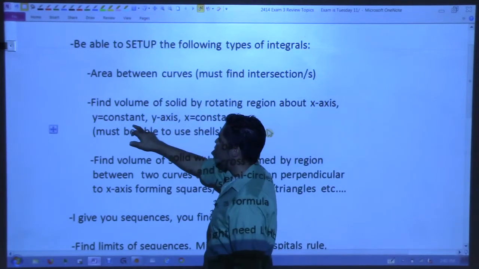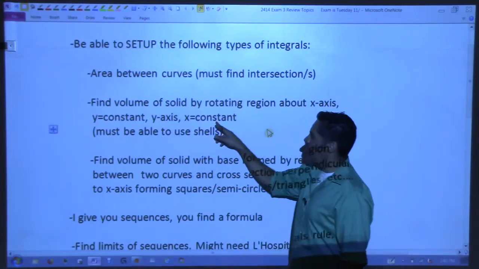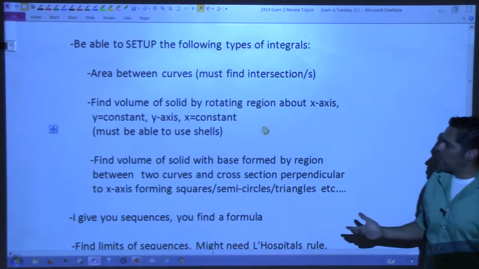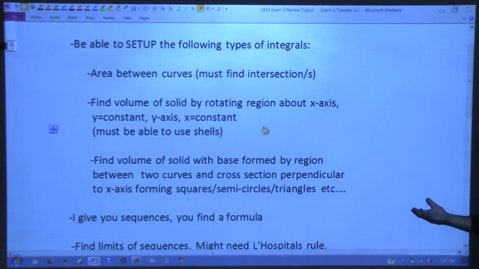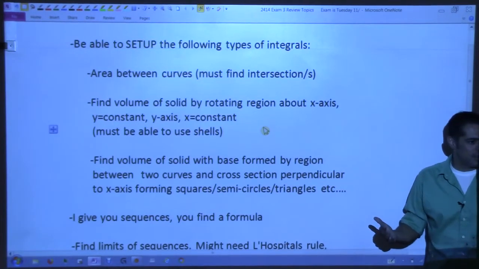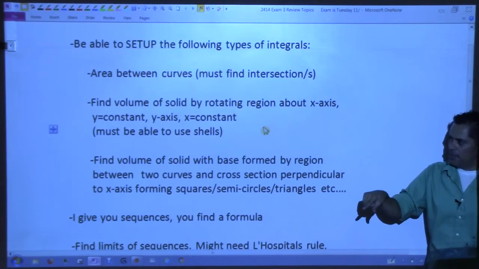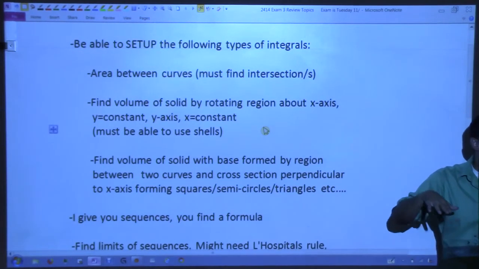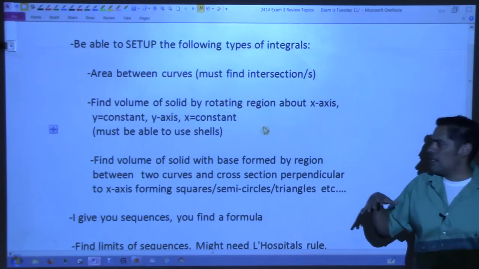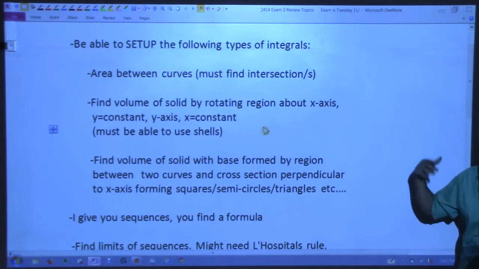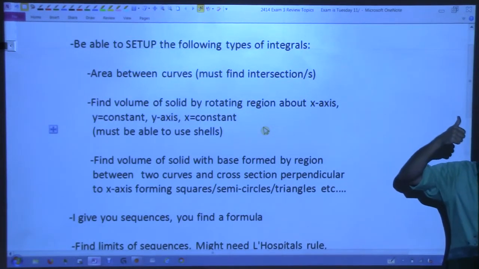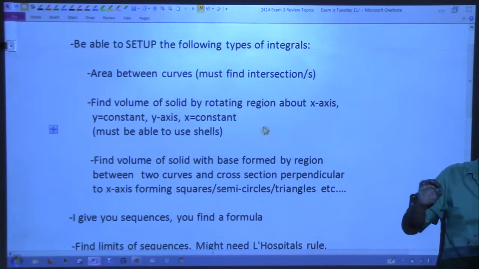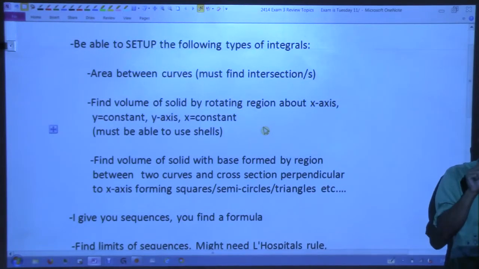X-axis, y is a constant, y-axis, and x is a constant. So just like on the take-home, the different lines, there were a few students who tortured themselves by avoiding shells on the take-home. I think numbers 5, 6, and 7 were all easily done with shells. But some people took those equations I had up there and solved them for x, which wasn't that bad.